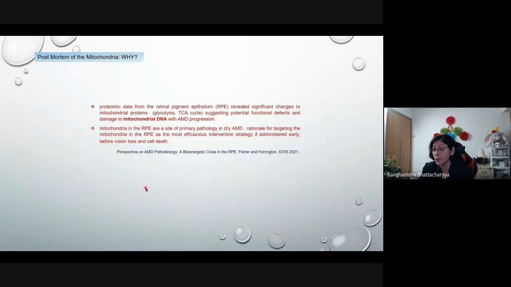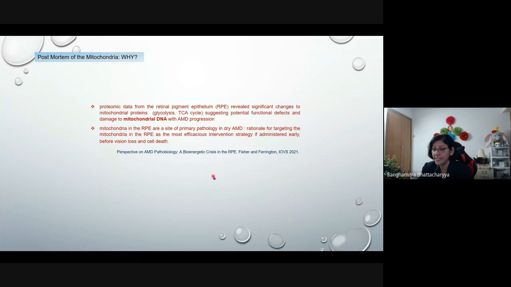But this is not where it ends. When we go deep into our analysis, we have seen that proteomic data from retinal pigment epithelium, or the protein analysis data from this particular set of cells, revealed significant changes to mitochondrial proteins. And importantly, those mitochondrial proteins were associated to glycolysis and TCA cycle, suggesting that potential functional defects and damage to mitochondrial DNA is connected very much to AMD progression.